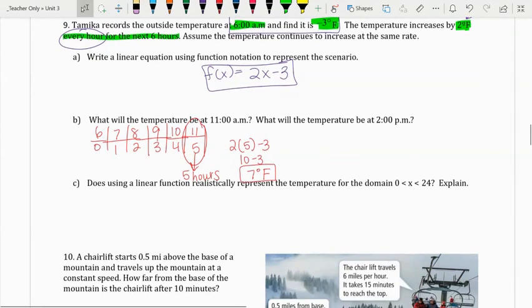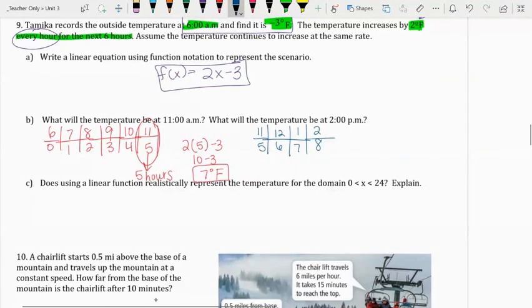Then we would go to the next one. Well, if 11 is 5 hours later, then 12 would be 6, 1 would be 7, and 2 would be 8, right? So we're plugging in 8 for x here. So 2 times 8 minus 3 is 16 minus 3, which is 13 degrees Fahrenheit.